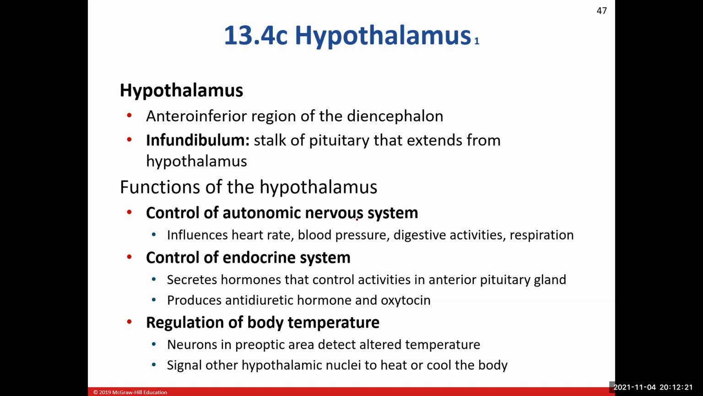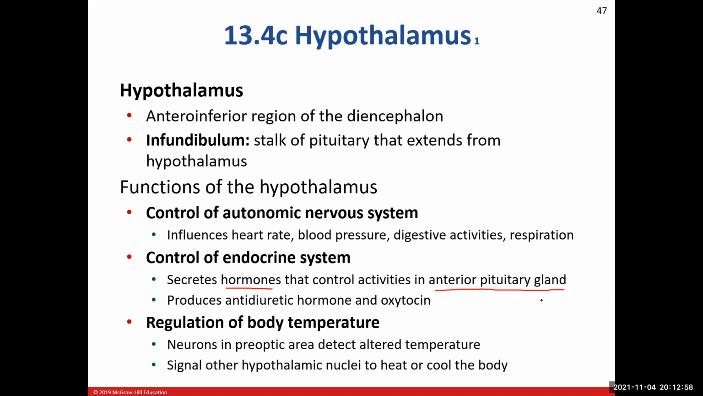Endocrine system, right? Production of hormones. Remember, the endocrine system is another control center. The nervous system is one control center, the endocrine system is another control center. And so the hypothalamus is going to secrete hormones that influence what the anterior pituitary gland does. For example, the hypothalamus will secrete a hormone which will stimulate the anterior pituitary gland to secrete its hormone into the bloodstream. And so it might influence growth, for example.